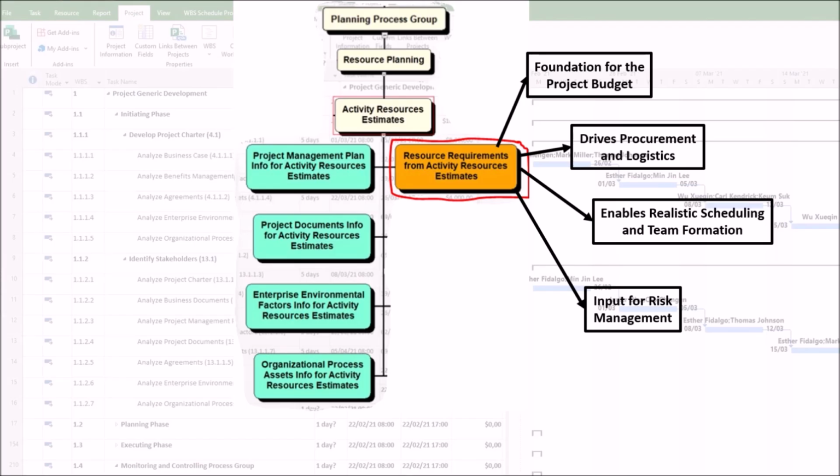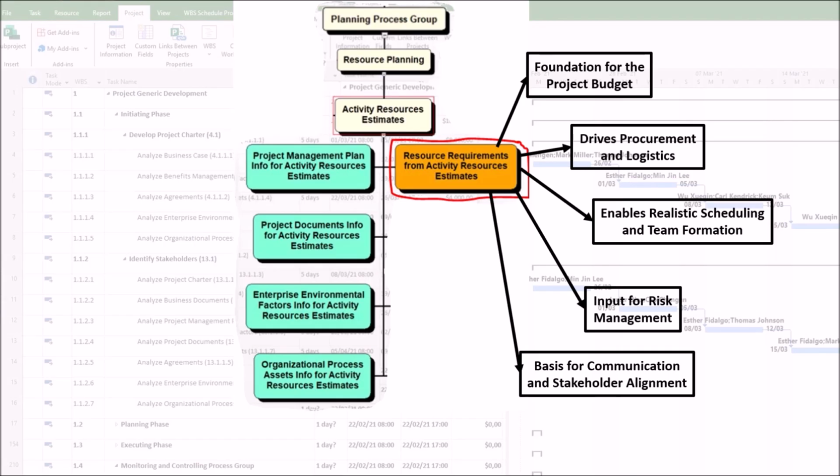4. Input for risk management. An accurate resource list is a powerful risk identification tool, as follows. First, scarcity risks. It highlights dependencies on scarce or highly specialized resources, such as, we only have one person certified for this technology. This is a major project risk. Second, cost risks. It identifies resources with volatile or high costs, allowing for contingency planning. Third, logistical risks. It flags complex logistical needs, such as international shipping of specialized equipment, that could derail the project.